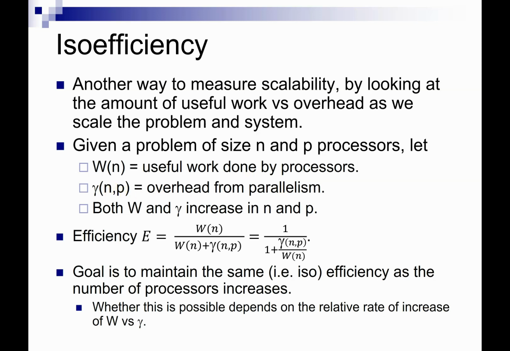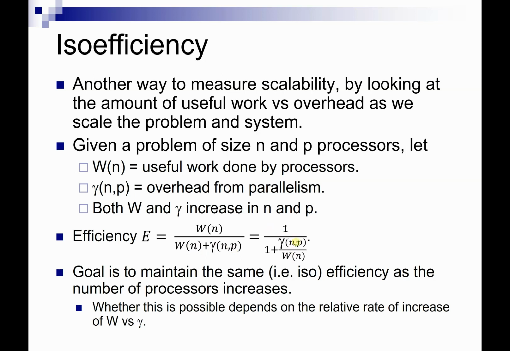Both W and gamma are going to increase as you increase the problem size and the number of processors. Now the efficiency basically measures the amount of useful work that we do divided by the total amount of work you do. The total work is the useful work plus the overhead. If you simplify this, it is going to be 1 divided by 1 plus the overhead divided by the useful work. Now for isoefficiency, our goal is to maintain the same efficiency as we increase the number of processors. And how can we do this?